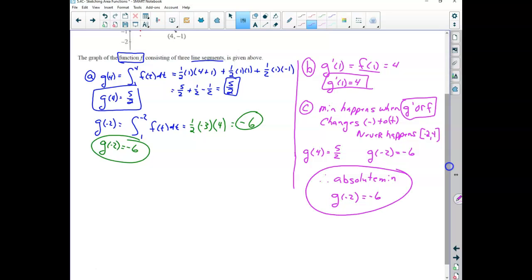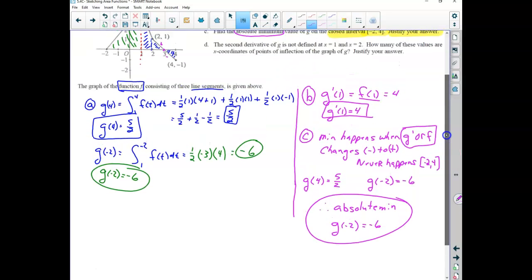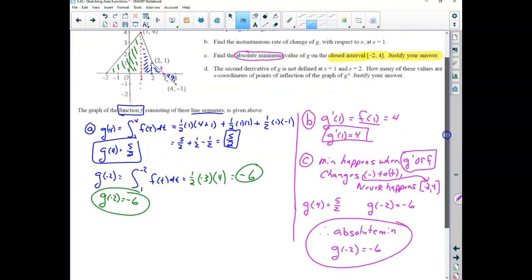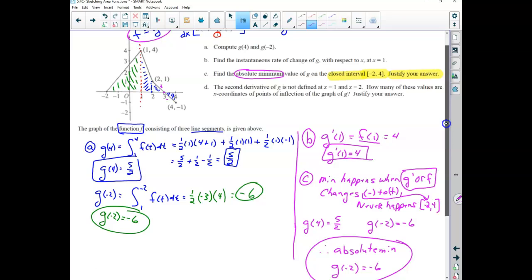Why does that happen? I never have a change from negative to positive inside that interval, so I have no minimum in there. I only have a maximum in there, which defaults because it's a closed interval. I need to accumulate my area and find out what my endpoints were. And I did that in part A, so I'm using part A to answer part C.